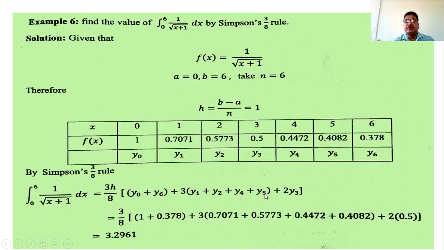So we have these values in the bracket, plus 2 times the values of y whose suffixes are 3 or multiples of 3, and that is only y3. y6 is there, whose suffix is a multiple of 3, but it is in the first bracket, so except first and last. So y6 is not included in this bracket. Substitute all these values of y0 to y6 in this formula, and we have the answer 3.2961.